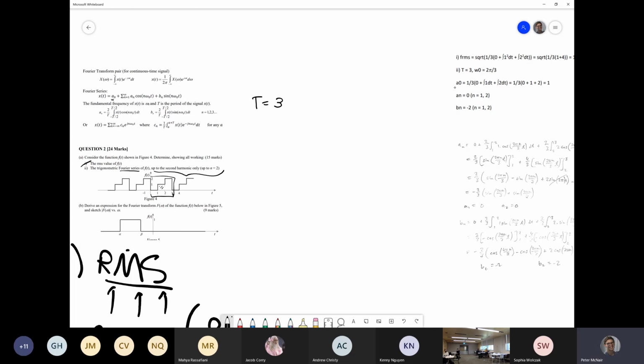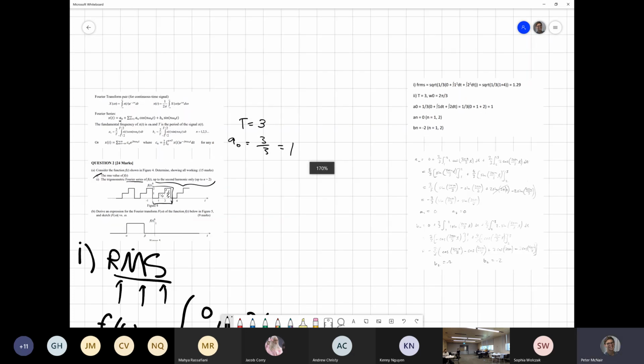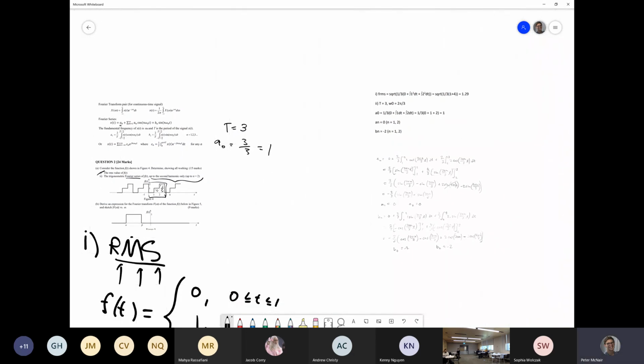So this is going to have an area of 1. This is going to have an area of 2. So A0 is equal to 3 on 3, which is 1. Cool. And yep, we can double check that over here. So A0 is 1. These are also just integrals, right?